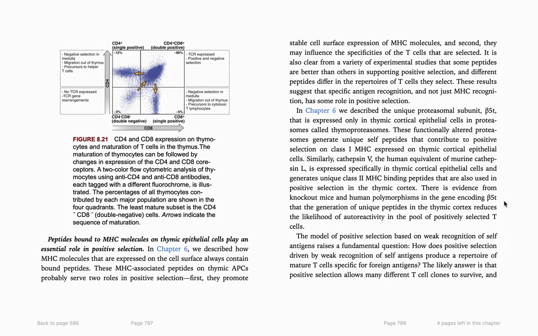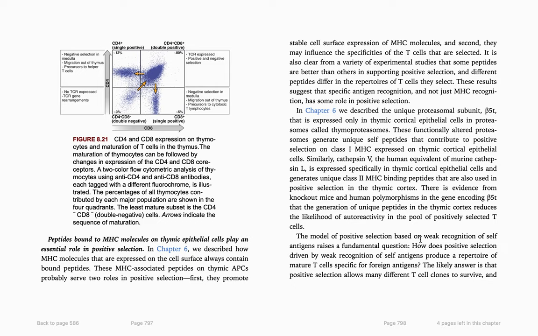There is evidence from knockout mice and human polymorphism in the gene encoding beta 5t that the generation of unique peptides in the thymic cortex reduces the likelihood of autoreactivity in the pool of positively selected T cells.